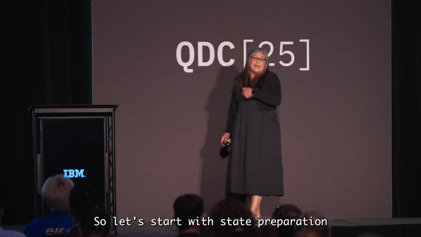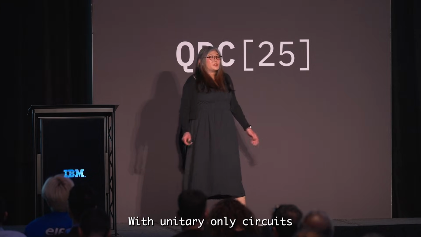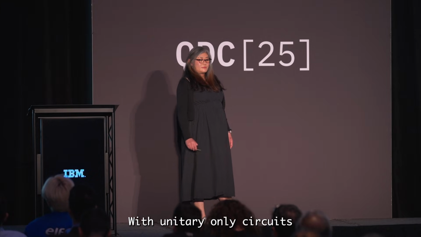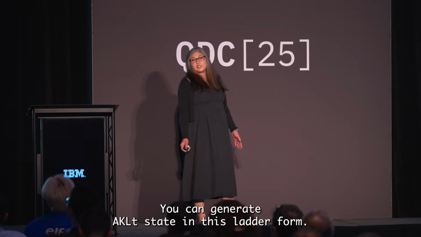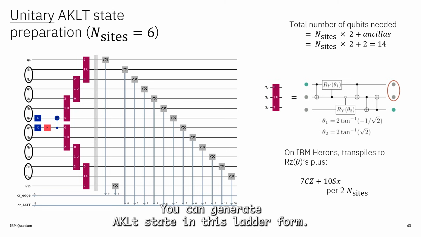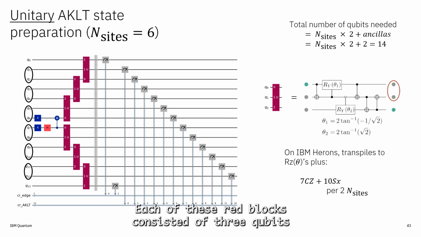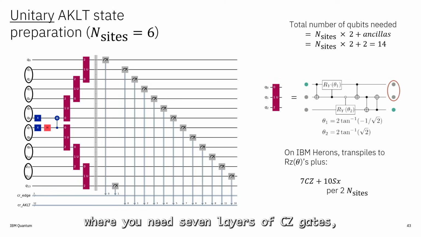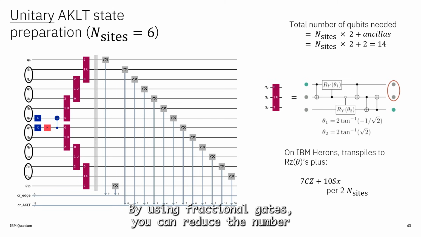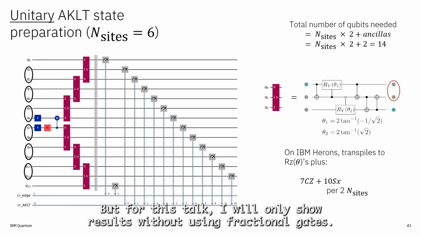So, let's start with state preparation with unitary-only circuits. With unitary gates, you can generate the AKLT state in this ladder form, just like you might with GHZ state preparation. Each of these red blocks consists of 3 qubits, where you need 7 layers of CZ gates, along with 10 single qubit gates. By using fractional gates, you can reduce the number of 2-qubit gates down to 6, but for this talk, I will only show results without using fractional gates.